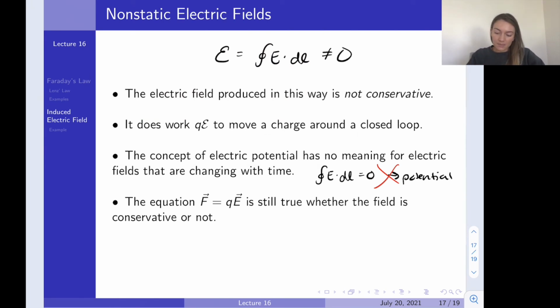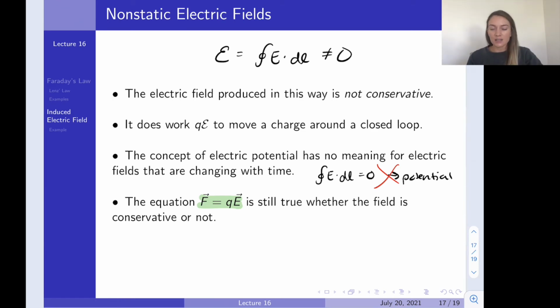But this equation, F is equal to QE, is still true. So the electric force that some particle feels is still equal to that particle's charge times the electric field. It doesn't matter if this electric field is conservative or not. This is still the force on a particle. All that's changed is that this force is no longer conservative. Just like we still have the frictional force, even though it's not conservative, it's the same thing here. In the case of electrostatics, this is conservative. In the case of these non-static fields, the same equation is still there, it's just not conservative anymore.